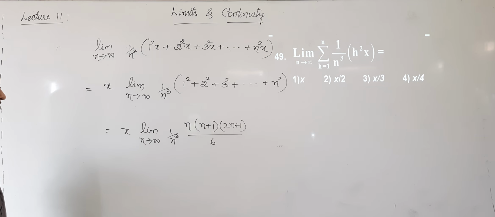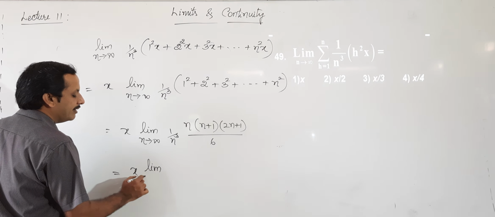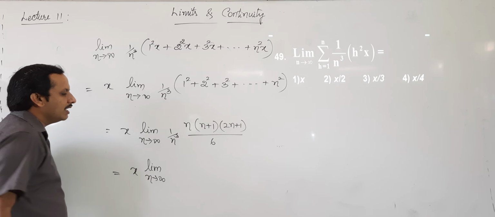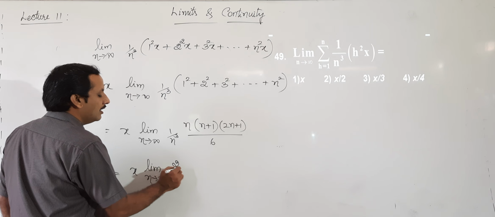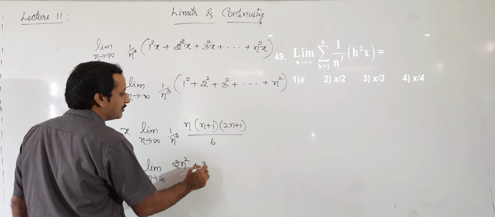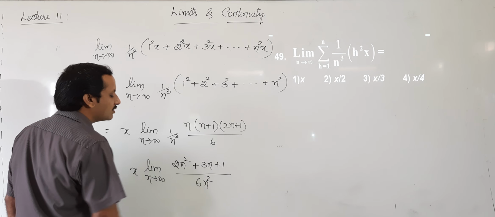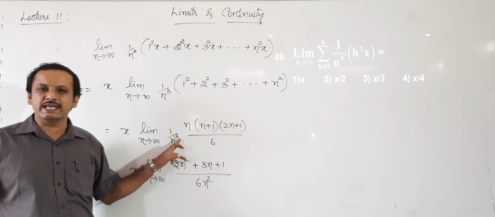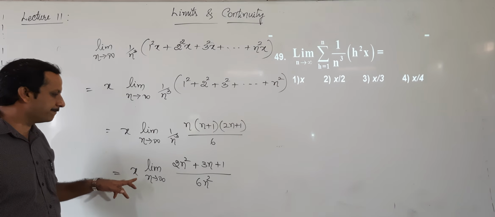You know the formula. One of those n gets cancelled. We have x into limit n tends to infinity. N gets cancelled. N plus 1 into 2n plus 1. I will multiply. I am getting 2n square plus n plus 2n, that is plus 3n plus 1 divided by 6n square. Here one of those n gets cancelled, n square is remaining into 6, so 6n square.